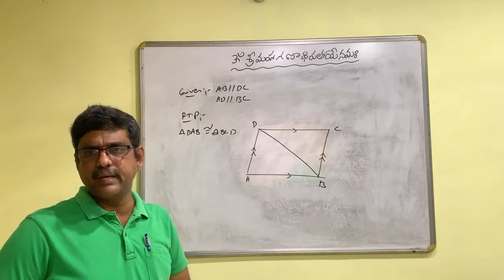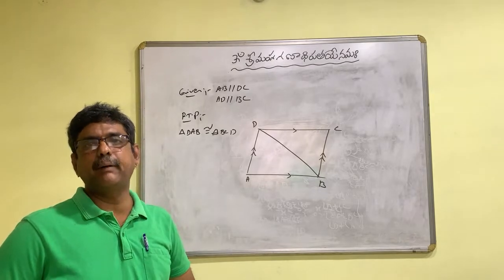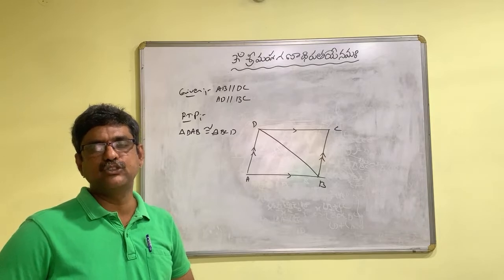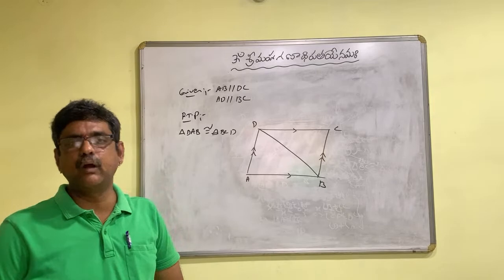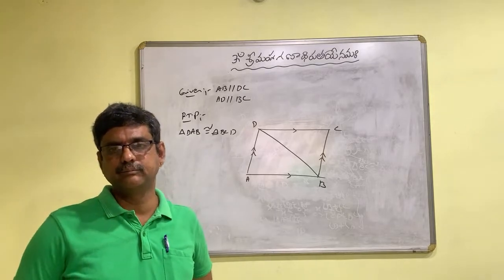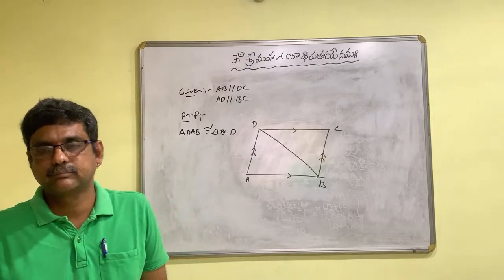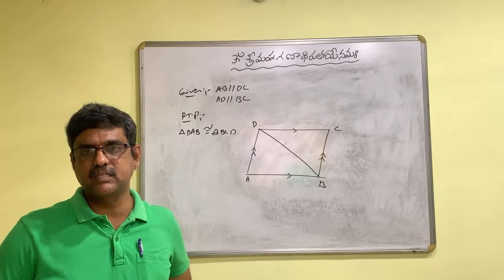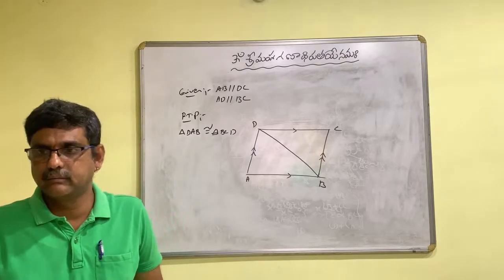AD is equal to BC. No, Bhavya Pranati. AD parallel to BC, that is given. AB parallel to DC, that is given. They are not equal. It is not given, Bhavya Pranati. Wrong. DB common side, correct. For both the triangles, DB is the common side, right? Very good.